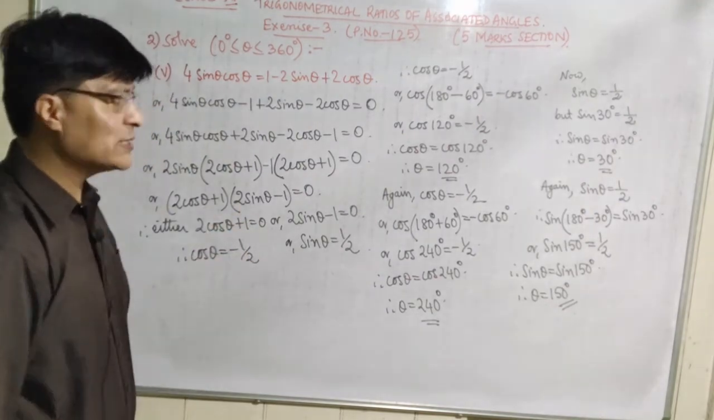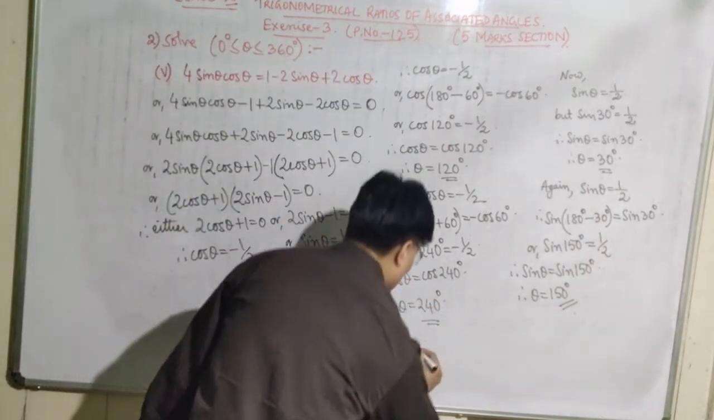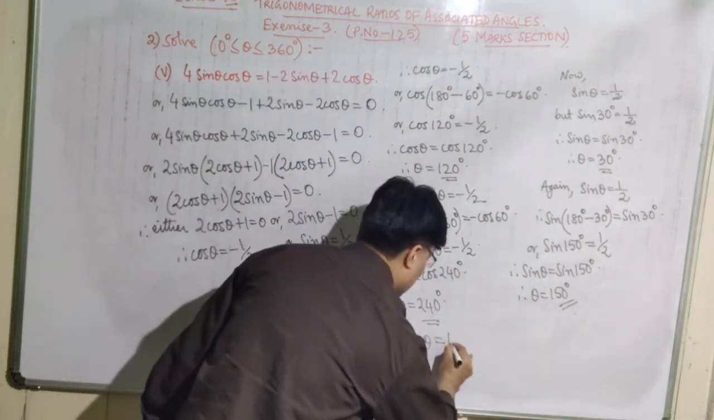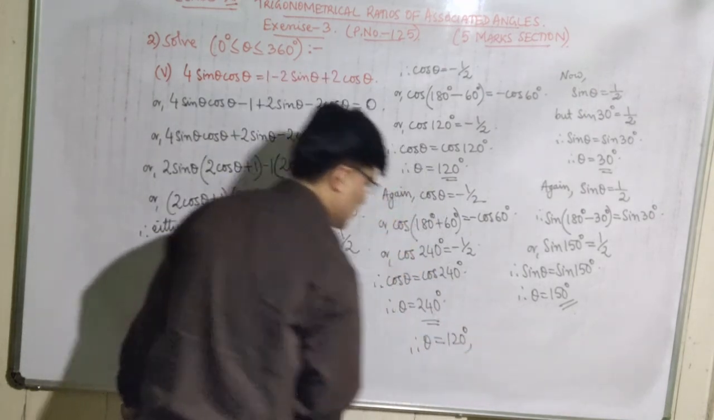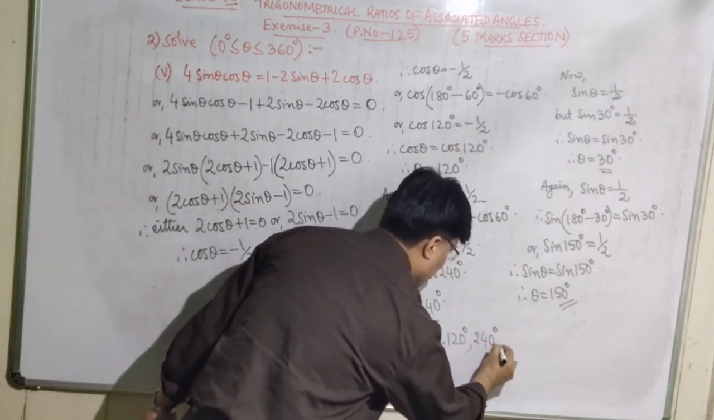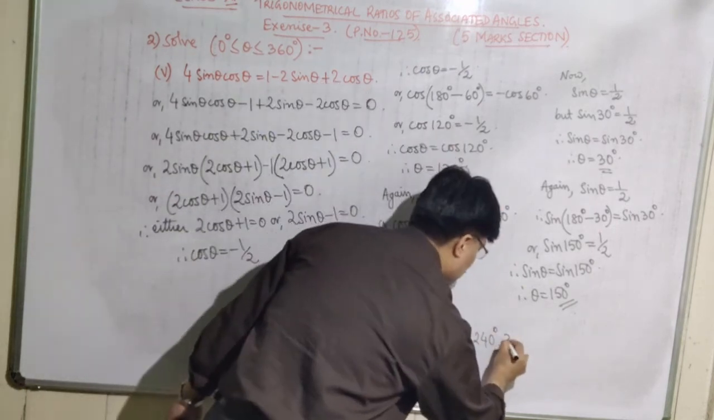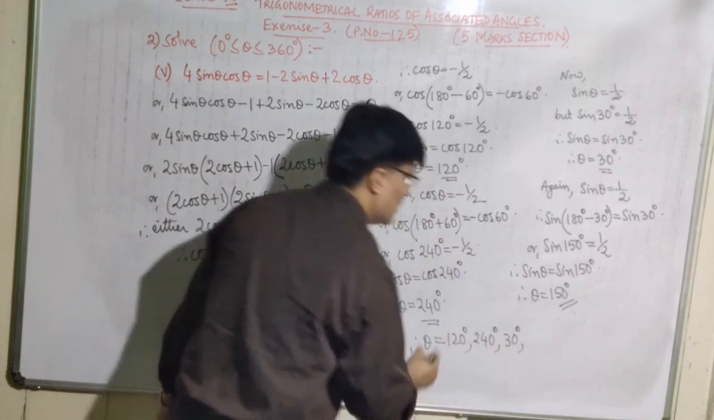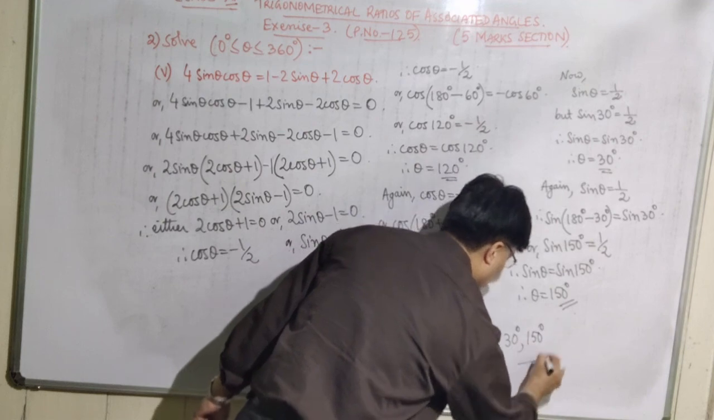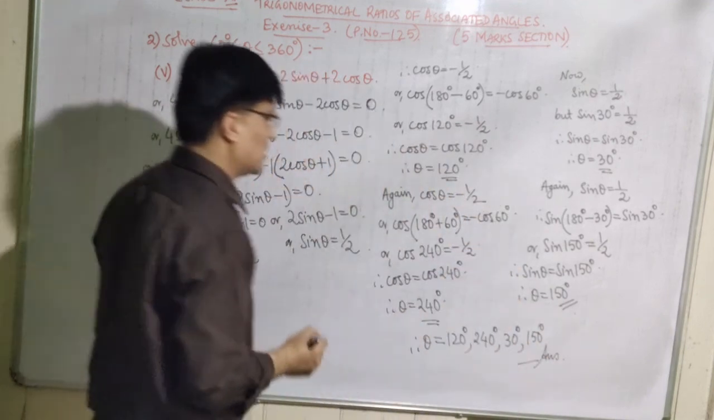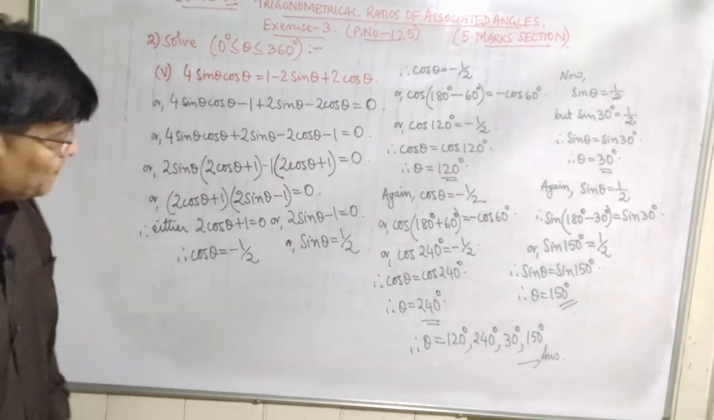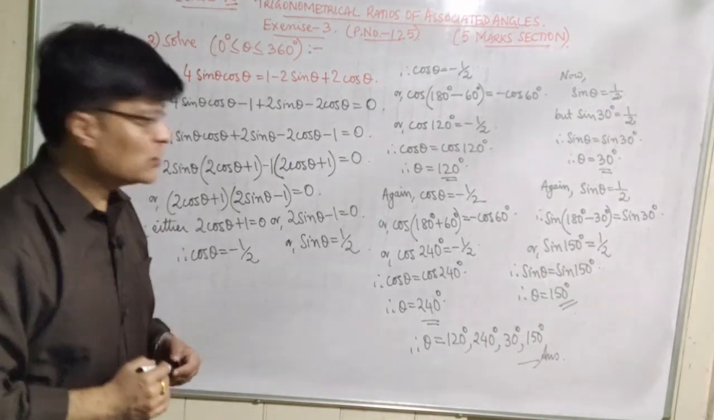So let us write down the answers now. So therefore the answers are theta is equal to, first you write 120 degree, then comes theta is equal to what? 240 degree, then comes 30 degree, then comes 150 degree. So these are the answers. So I think you have understood it. So you can copy it. So this much is for today.